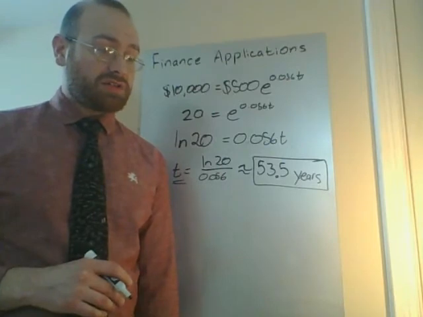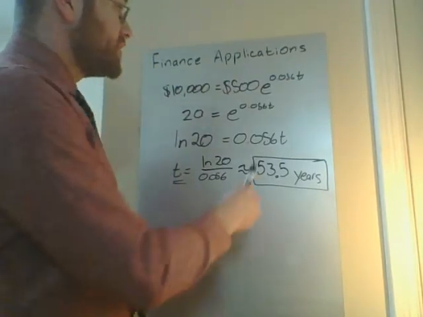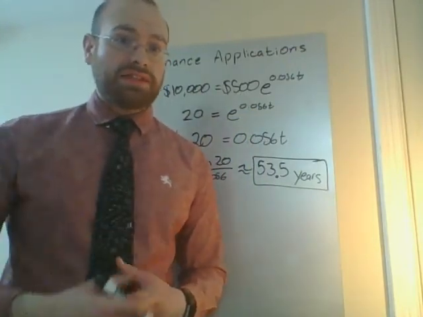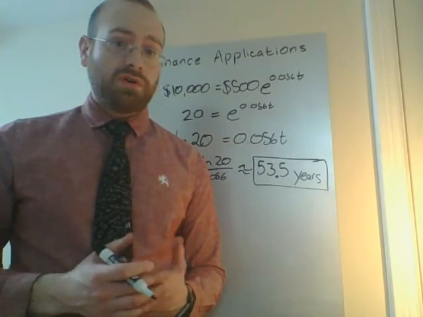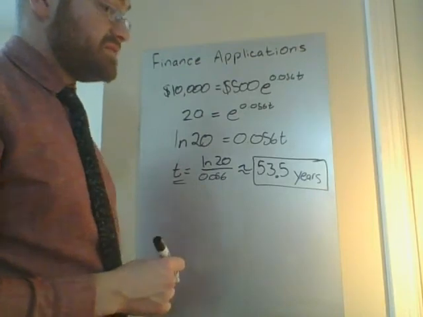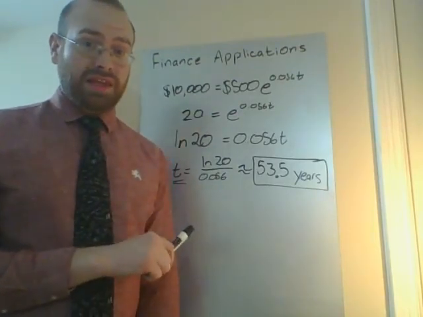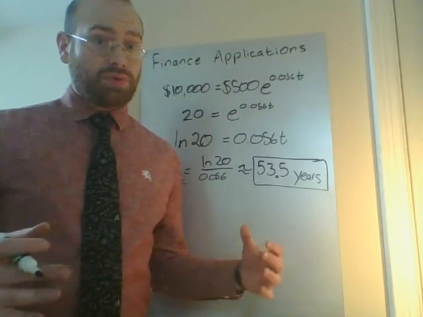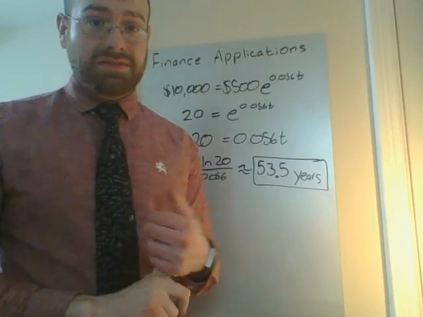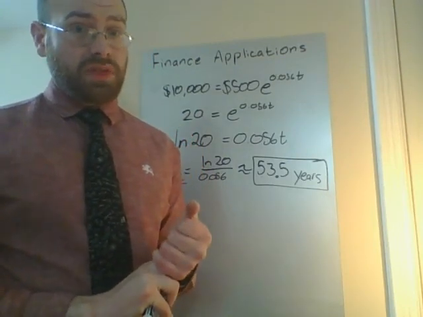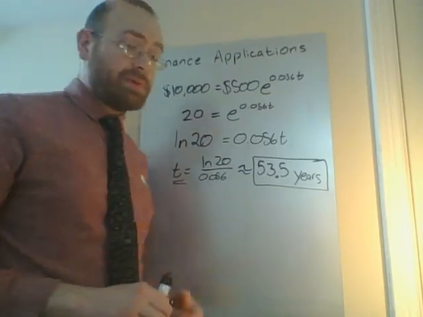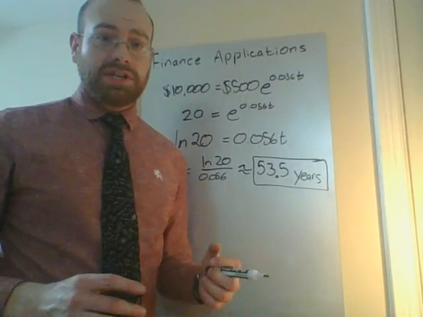Now it might seem like a long time, but if we think about it, we're going from $500 to $10,000 just by slowly getting that interest piled on top of each other for 53 and a half years. Now, hopefully, this is an investment, but if it were a loan and we weren't making payments, it can balloon really quickly. So it's important to keep in mind that not only do investments, but also debt and loans can grow exponentially if we're not staying on top of it. So these have been some examples of financial applications of exponential and logarithmic functions.